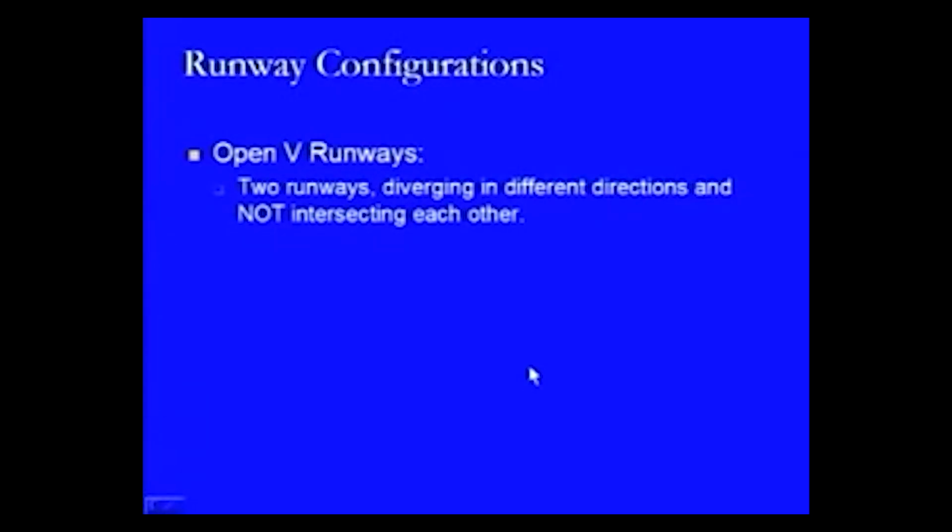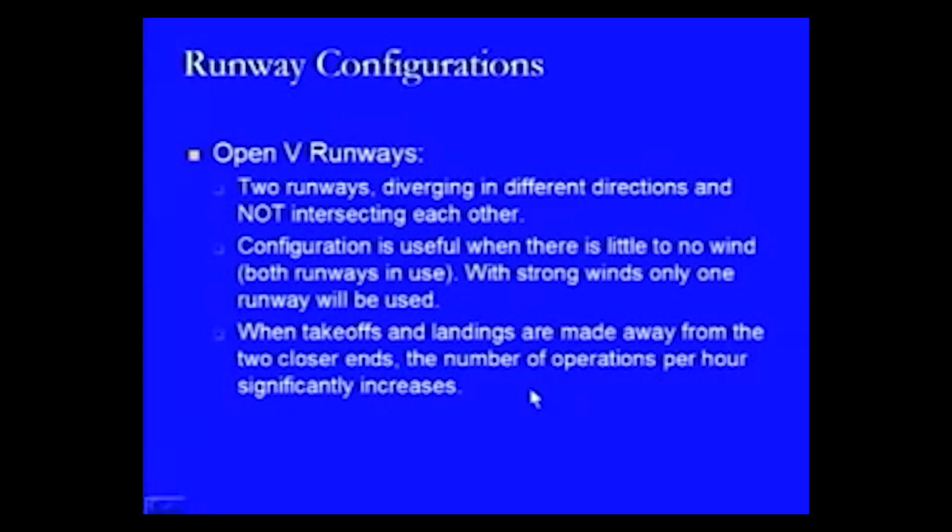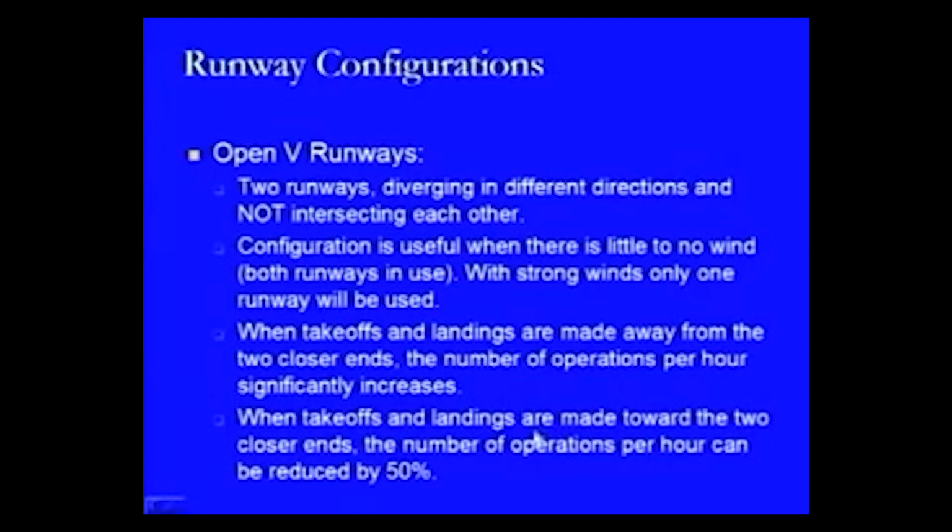So, the last case is the open V runways. In this case, there are two runways which diverge in different directions, and they are not intersecting with each other. The configuration is useful when there is little or no wind and both runways are in use. With strong winds, only one runway can be used. When takeoffs and landings are made away from the two closer ends, the number of operations per hour significantly increases. That is the case as in the intersecting conditions, and when takeoffs and landings are made towards the two closer ends, the number of operations per hour can be reduced by 50%.